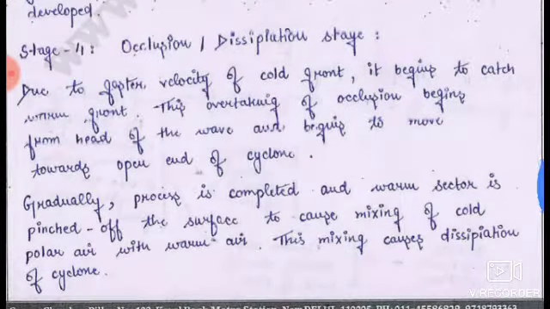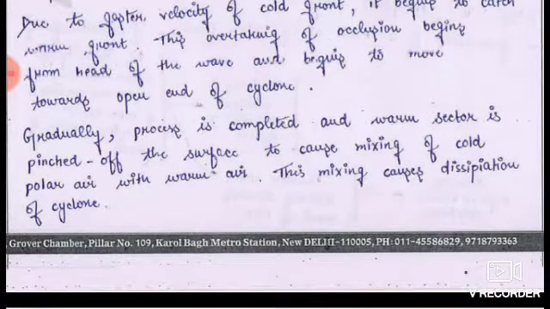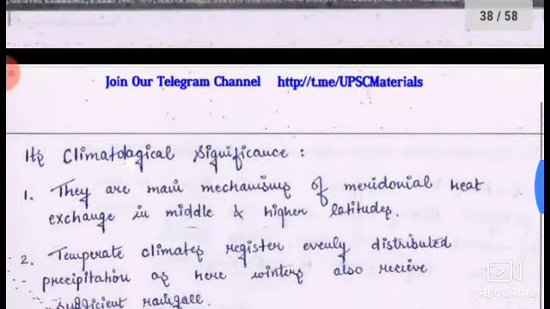Stage 4, occlusion and dissipation stage. Due to the faster velocity of the cold front, it begins to catch up with the warm front. This overtaking, or occlusion, begins from the head of the wave and begins to move towards the open end of the cyclone. Gradually, the process is completed and the warm sector is pinched off the surface, causing mixing of cold polar air with warm air. This mixing causes dissipation of the cyclone.